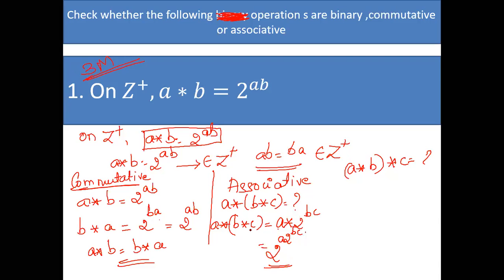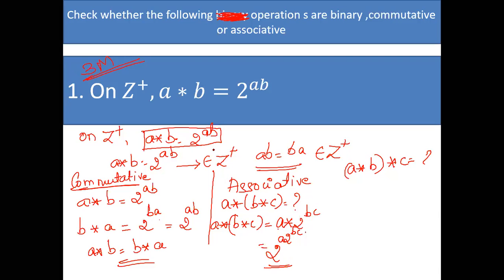Okay, listen again. First you have to solve what is inside the bracket. What is B star C? Apply the definition. Where there was A, there is B, and where there was B, there is C. So it will be 2 to the power BC. Now apply the definition to these two numbers. So A stays as A, and in place of B we now have 2 to the power BC.